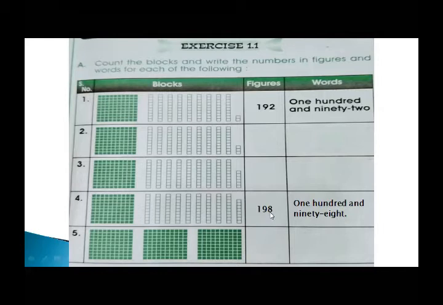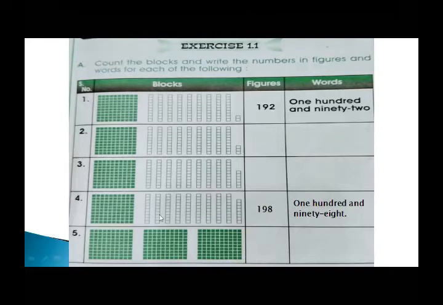So you will write 8 at the place of units. So your figure is 198. You will write here 198. Here in this column you will write in figures, and in this column you will write in words. In this way you will solve this exercise 1.1 by using pencil in your books.